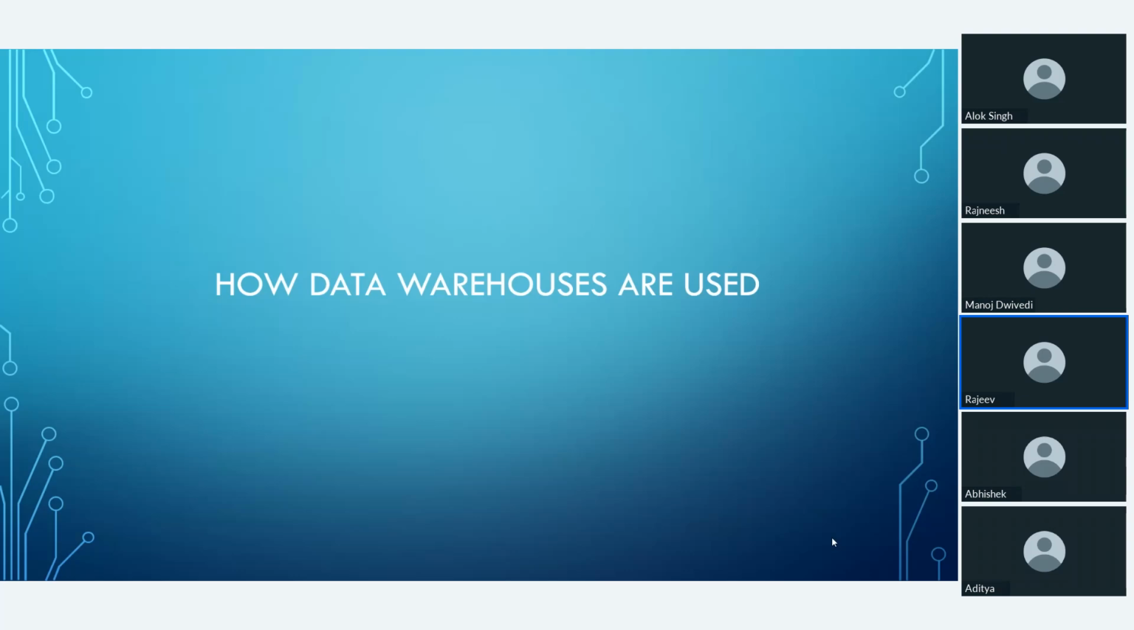So how do companies use a data warehouse? Basically, it collects data from different sources. A data warehouse pulls data from multiple sources like your sales app, your CRM system, your customer surveys, or social media. It could be any number of data sources, and the data is stored in one central location.